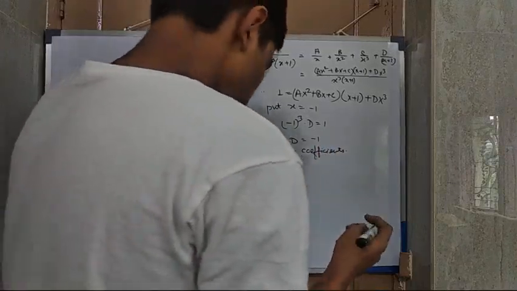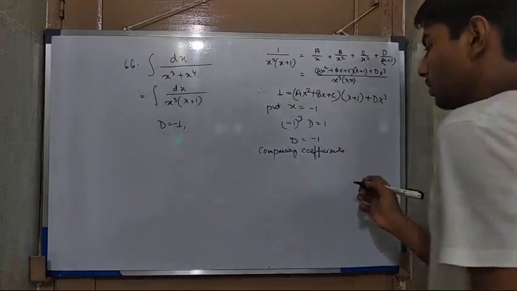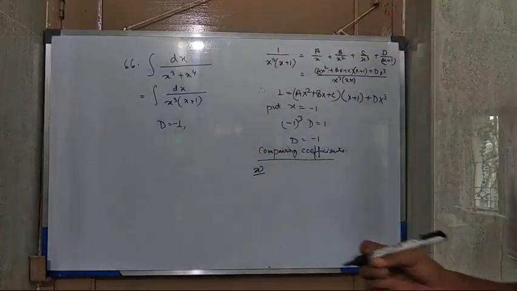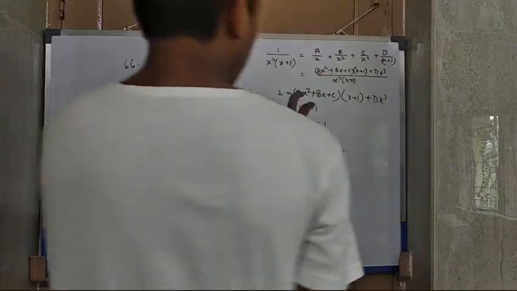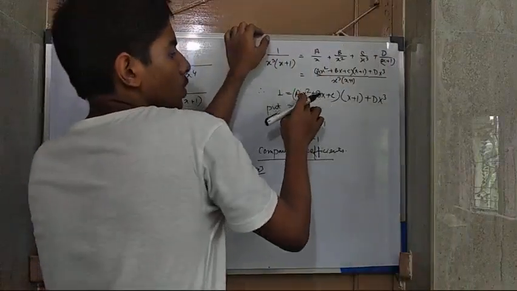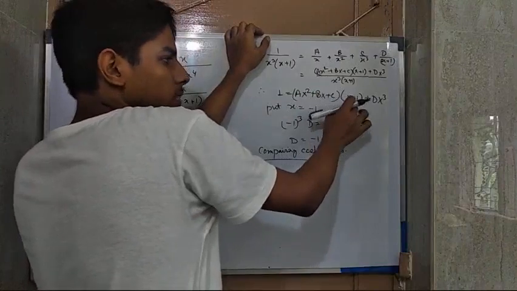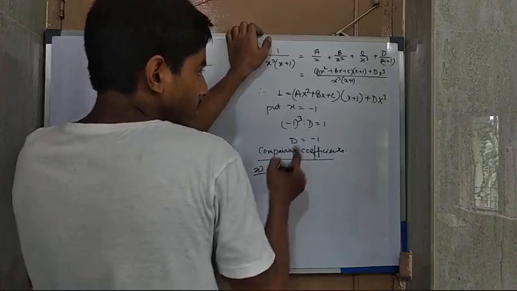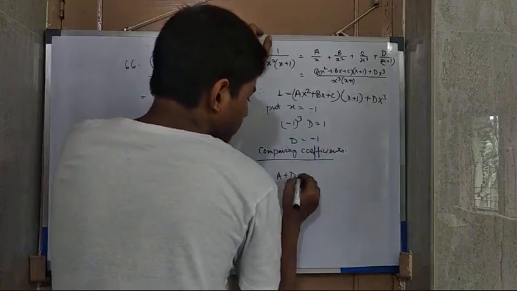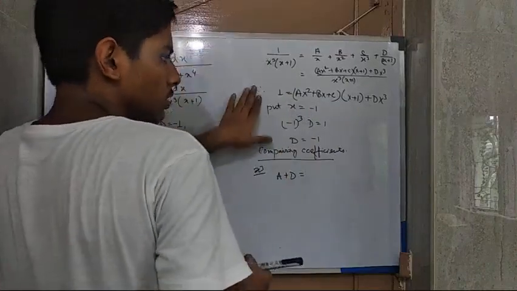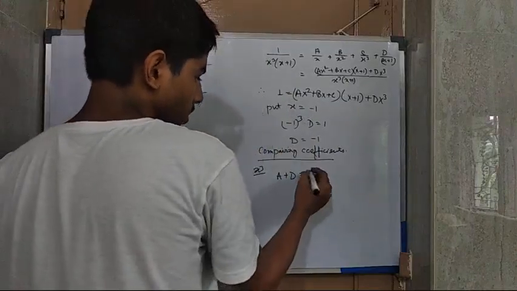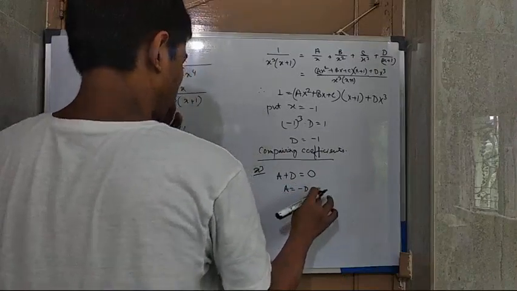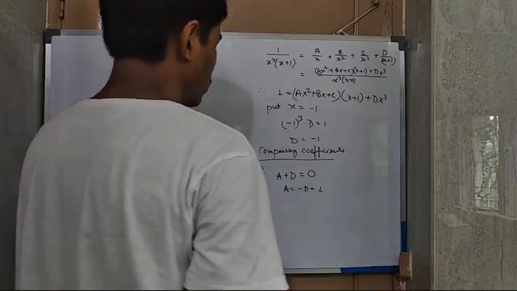So comparing coefficients, the coefficient of x cube I'm going to compare. Look, x cube will come from ax squared times x, and another x cube will come from bx cube. So the coefficient of x cube in the right hand side is a plus b, and in the left hand side, as there is no x cube, the coefficient is 0. So that means a is equal to minus d, which is 1. So this is x cube.